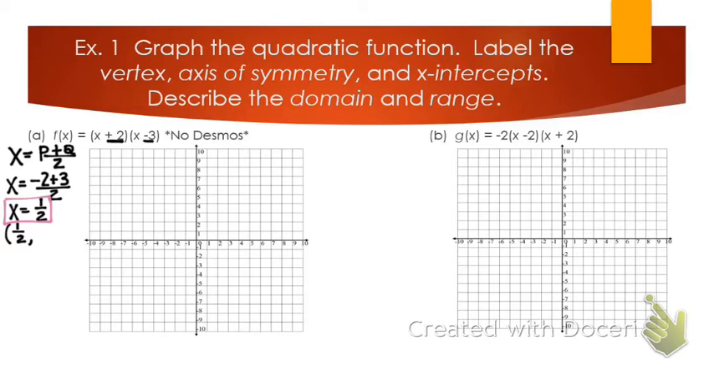Now, what do we do with the x coordinate? Because we still need the y coordinate of the vertex. So what are we supposed to do with that 1/2? Plug it back in to the original problem. So the original problem was f of x equals, we had x plus 2, so we're plugging in 1/2 plus 2 times x, which again we found out was 1/2, minus 3. So we're plugging 1/2 back into the original problem.